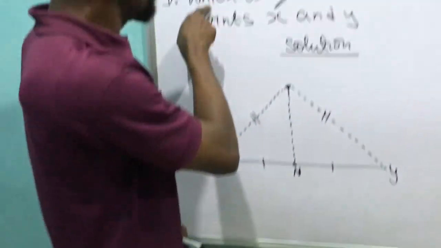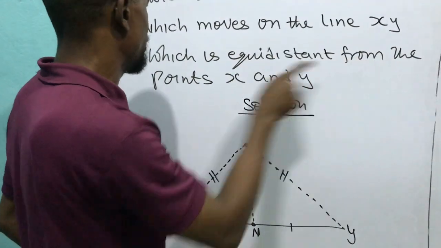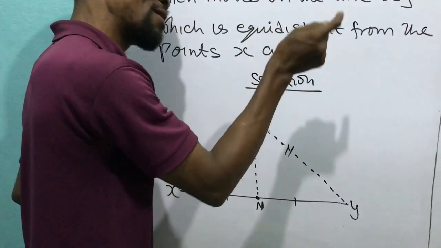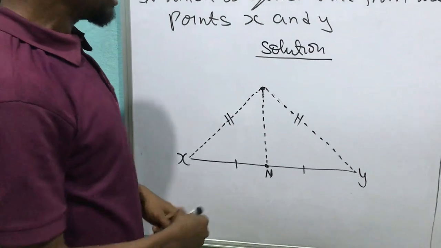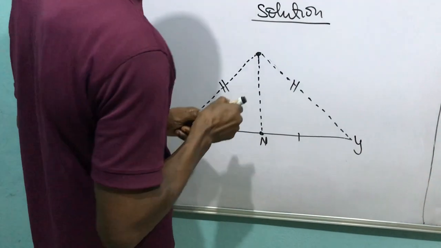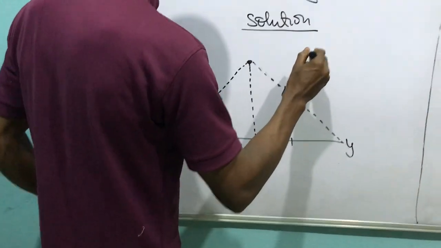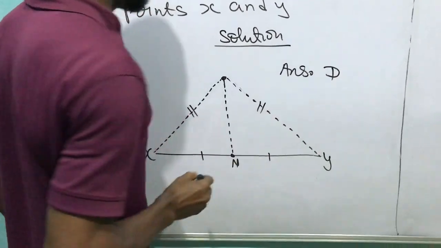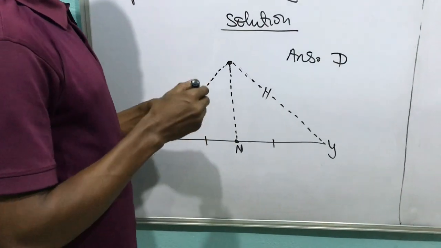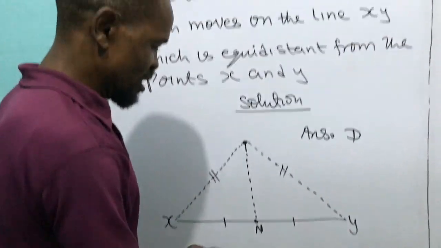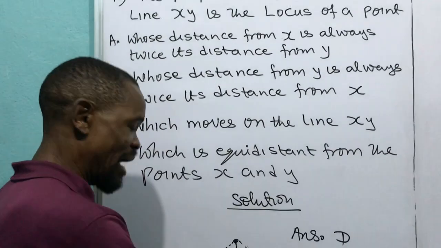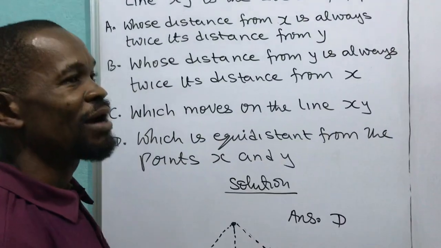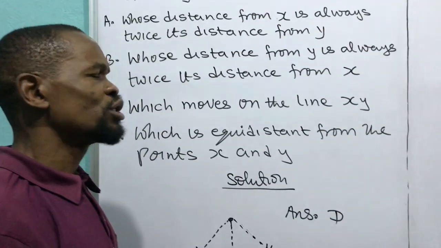Let's see the option here. This option which is the equidistant from the points X and Y. Then looking at this, you now see that this option D is the correct answer. So our answer is option D. So the option D is the correct answer among all of them. We see that the N is equidistant from X and Y. That's our answer. Then we'll go for question number 11.